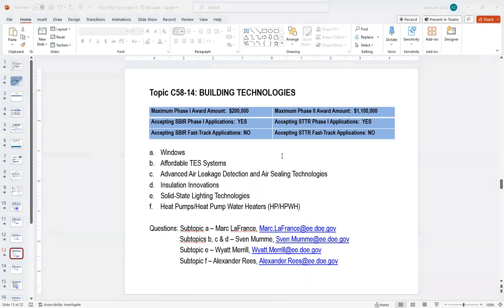We'll explore core technologies, materials, and processes that contribute to major cost-effective improvement in window thermal performance. So the topic description has examples, but is by no means an exhaustive list. The dynamic solar control subtopic will explore the control function with low-cost devices that are extremely easy to install.